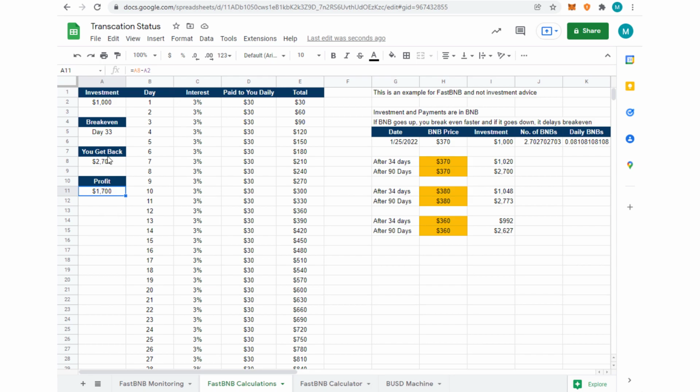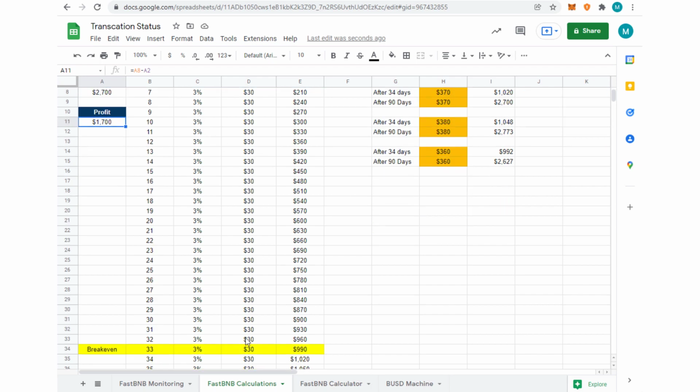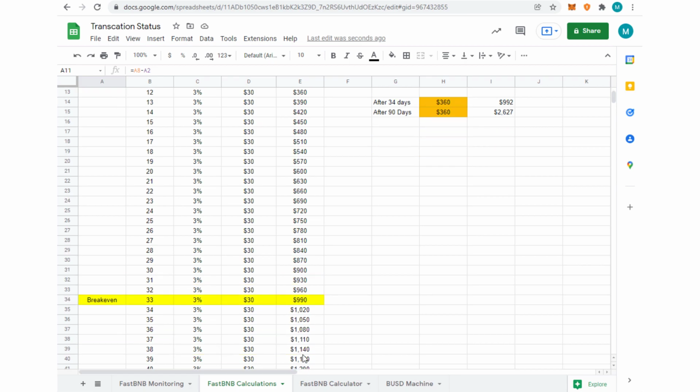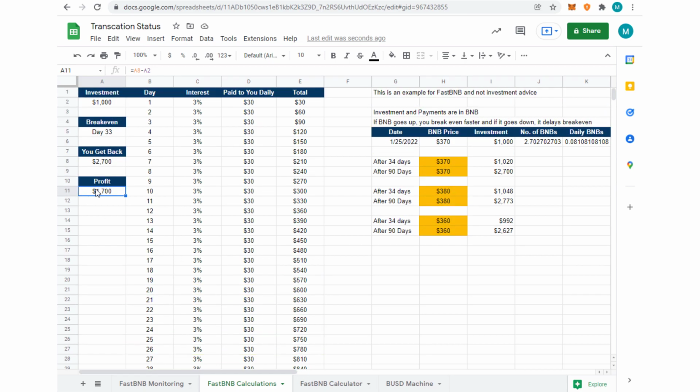So keep in mind, when you make the $1,000 investment, that's gone. You will never get that back. But what they do is you get 3% every single day. So that's why at day 33 or 34 you get your $1,000 back, and after that it is really a profit. So that comes to 1,700. That is how it works when you are making an investment of $1,000.